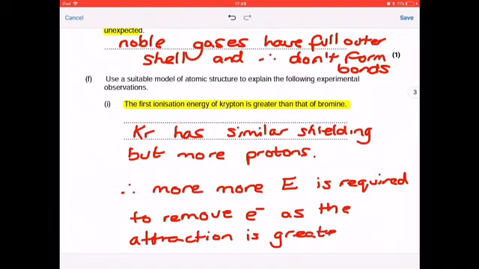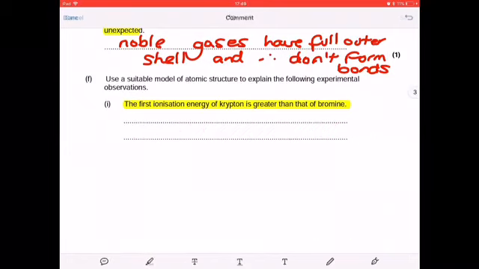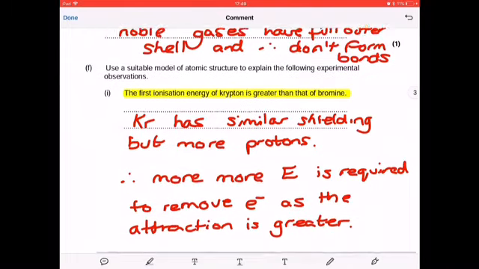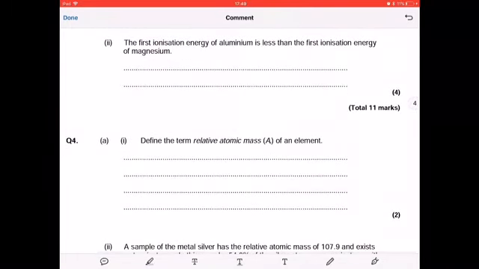So, I know obviously there's only 2 lines, that goes a little bit beyond, but that is the level of information you want for those 2 marks there. That same kind of explanation is what you need to put in to part 2 here. Now, part 2 again requires you to discuss both shielding and proton number.